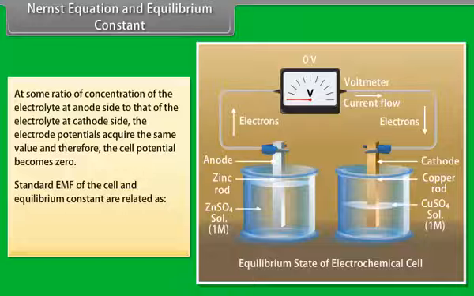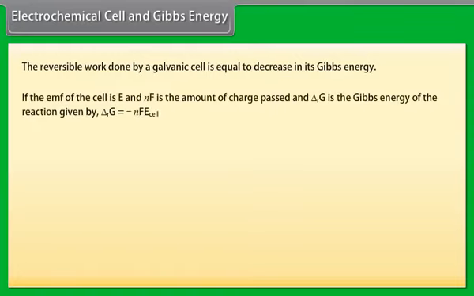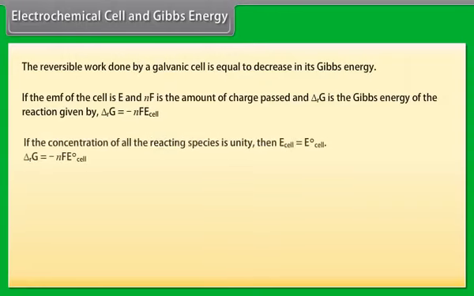As the cell operates and the cell reaction progresses, there is a decrease in the concentration of electrolyte at the cathode side due to deposition of ions on the electrode, and at the same time an increase in the concentration of electrolyte at the anode side due to dissolving of metal in the solution. Consequently, the electrode potential of the cathode decreases and that of the anode increases with the passage of time.